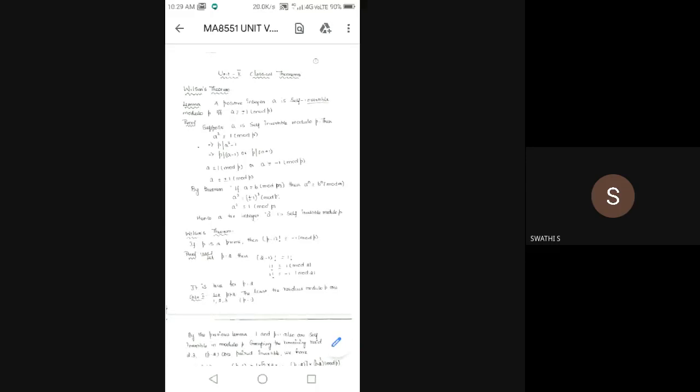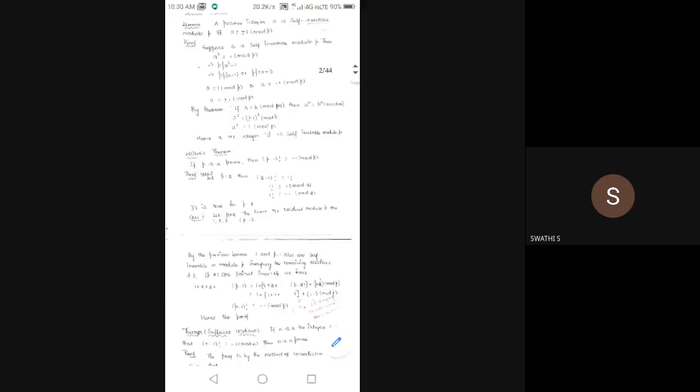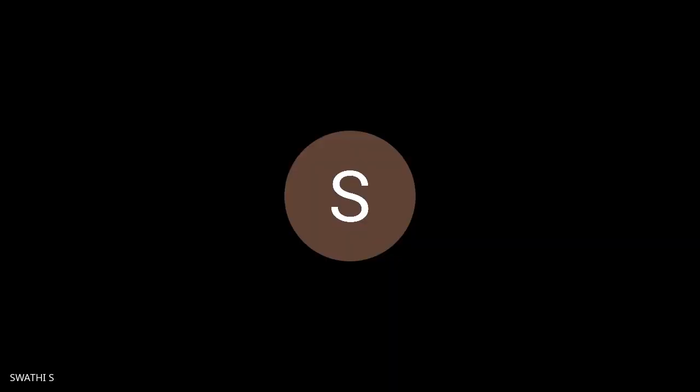We have been discussing the fifth unit, classical theorems. In this unit, we have discussed Wilson's theorem. The statement of Wilson's theorem is: if P is a prime, then (P minus 1) factorial is congruent to minus 1 under mod P. And we also worked out some problems based on Wilson's theorem.